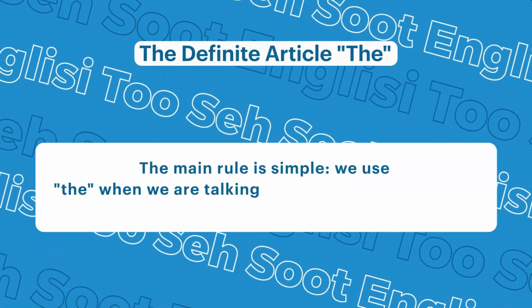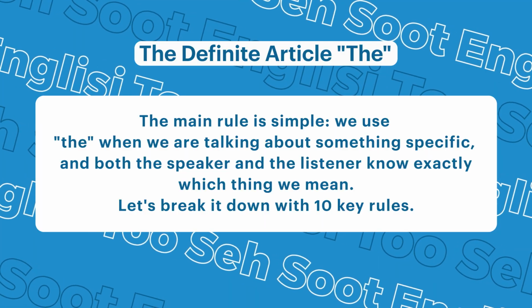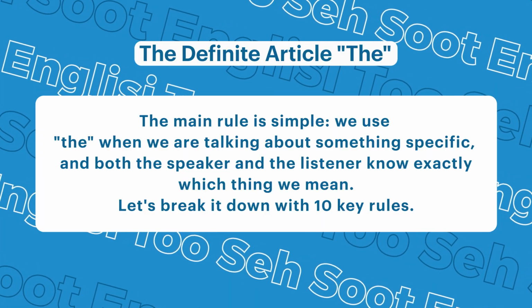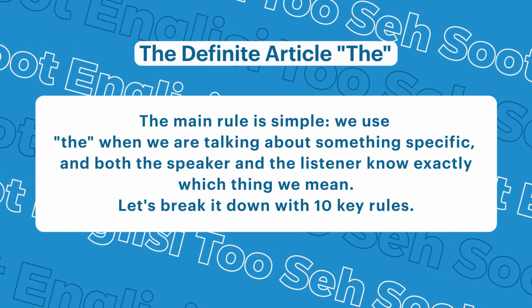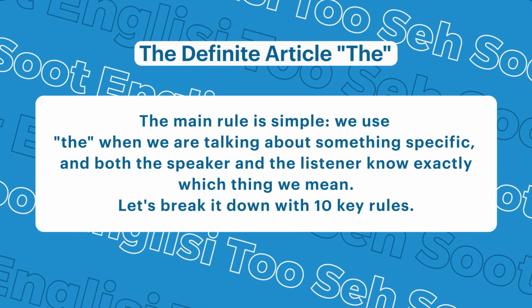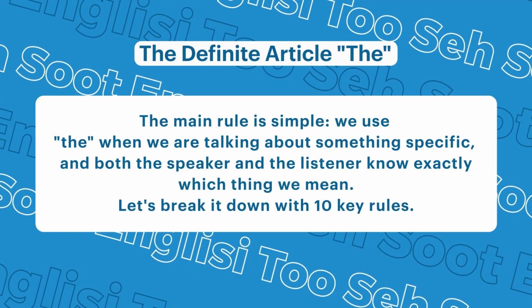All right, the definite article the. The main rule is very simple. We use the when we are talking about something specific and both the speaker and the listener know exactly which thing we mean. Let's break it down with 10 key rules.